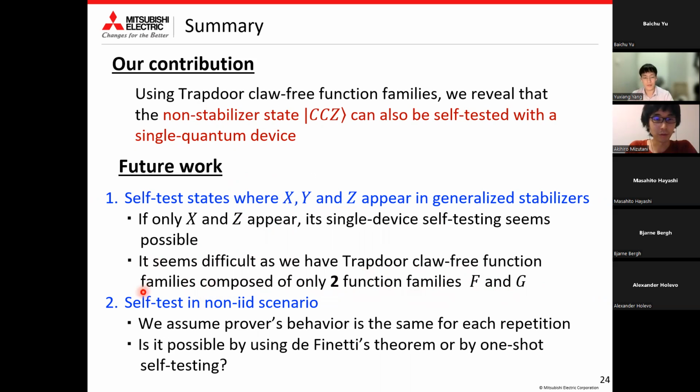Another future work is to self-test in the non-IID scenario. Here we assume the prover's behavior is the same for each repetition. It is of course interesting to consider whether it is possible to extend to the non-IID scenario by using the de Finetti theorem or one-shot self-testing. This is the end of my talk, and thank you for your attention.